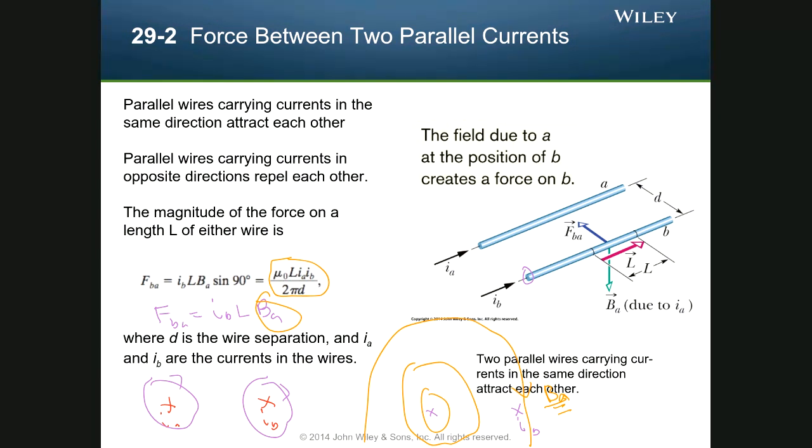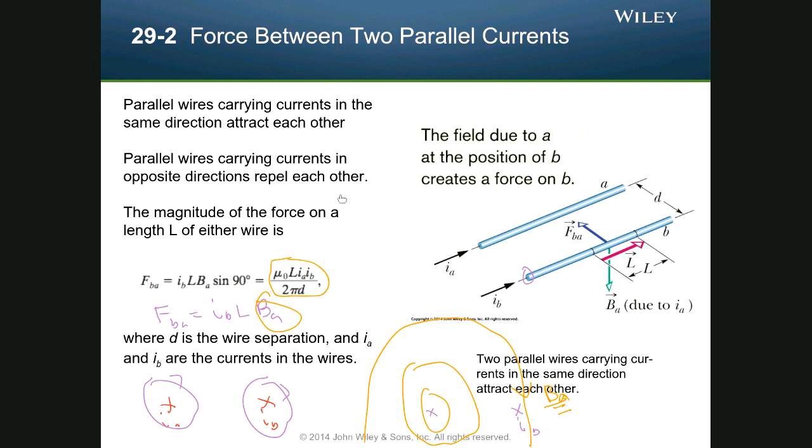One, parallel wires carrying currents in the same direction will attract each other. So unlike charges, in which opposites attract, if the currents are the same, the wires will bow towards each other, as you can see here. And if you do the opposite analysis on A, you'll get that they come towards each other. Parallel wires carrying currents in opposite directions actually repel each other.